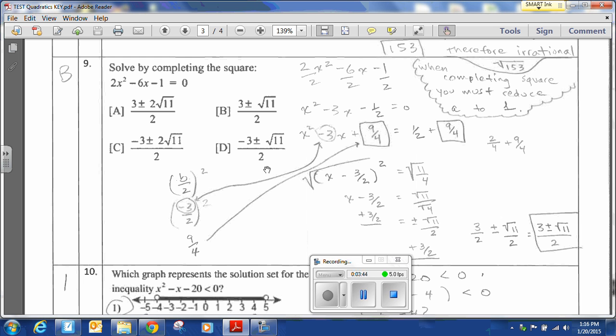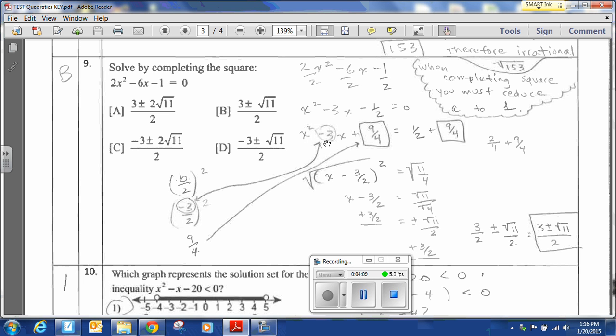Number 9, solve by completing the square. You must solve by completing the square. If you did not complete the square and you still got it correct, you lost half credit, just like you would on the Regents. Reduce everything by 2: x squared minus 3x minus 1/2, plus box, moving the constant to the other side. The way we get the number in the box is b over 2 squared.